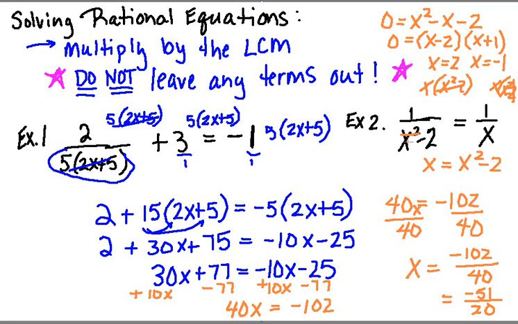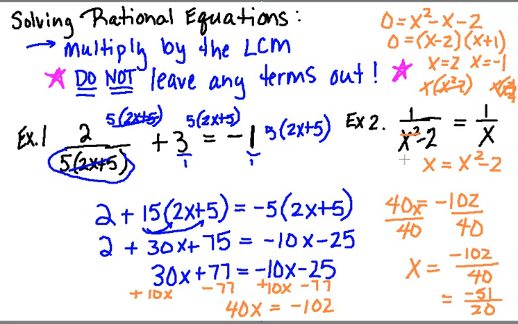So I plug 2 in for x. I get x squared, 4, minus 2. That's okay. And over here it's okay because it's 2. And then if I look at negative 1, I get 1 minus 2. That ends up being a negative 1 in the denominator. And if I plug it in here, I get a negative 1.